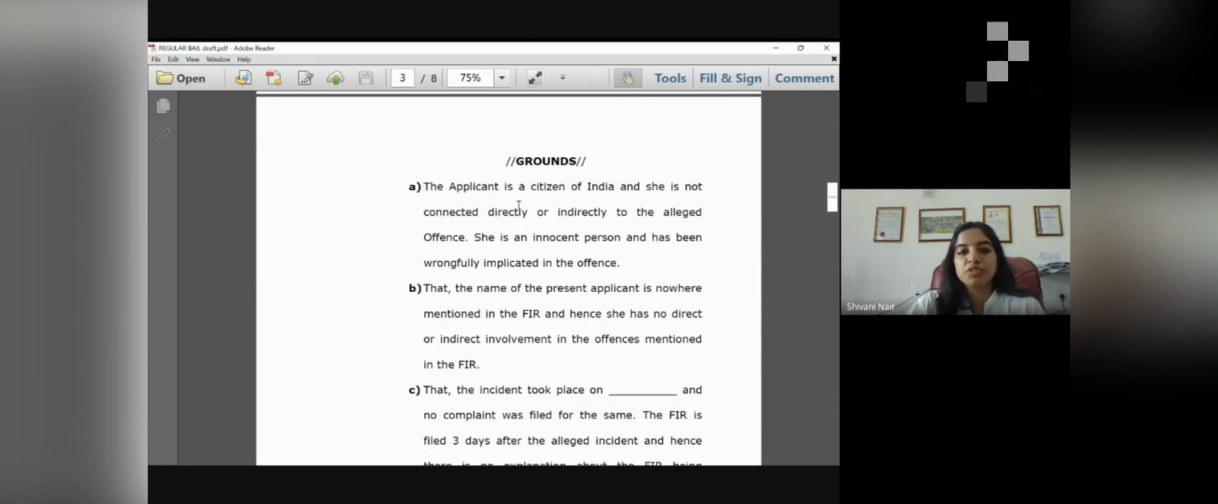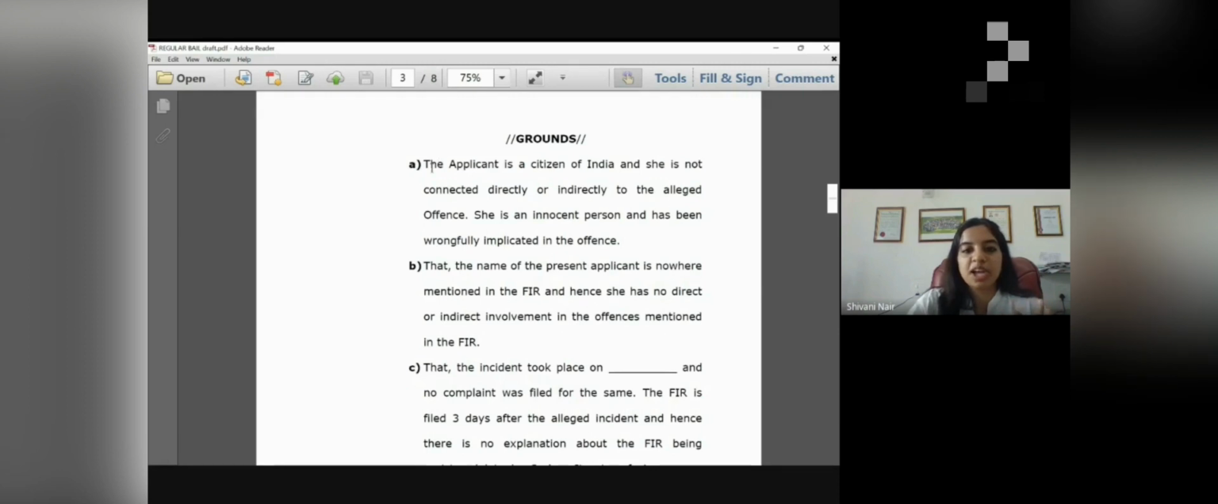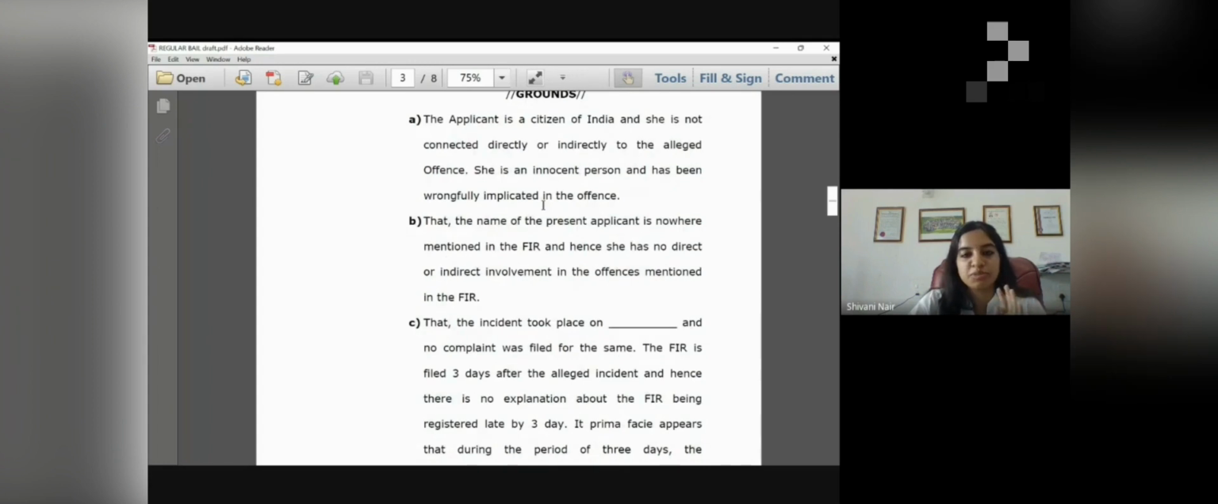Now, what are the grounds on which you are seeking an application for bail? These are the present grounds. First, we write these general grounds: the applicant is a citizen of India and she is not connected directly or indirectly to the alleged offence, and she is an innocent person who has been wrongfully implicated in the offence. This is a general ground which is present in almost every application.